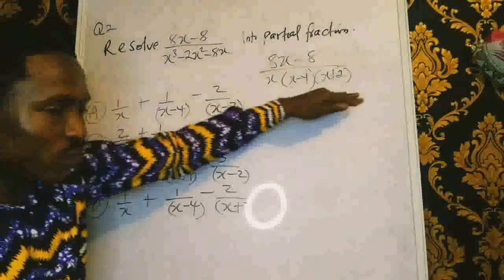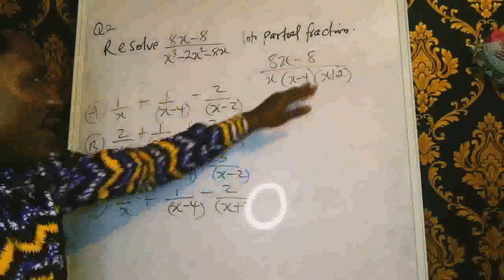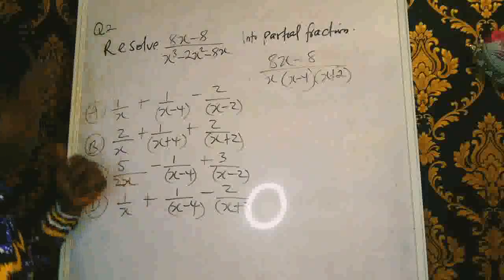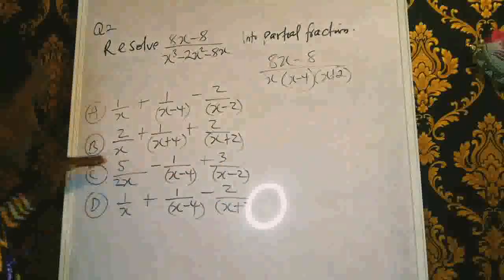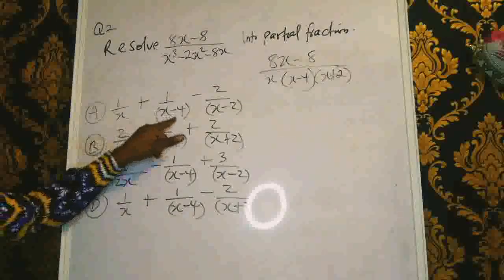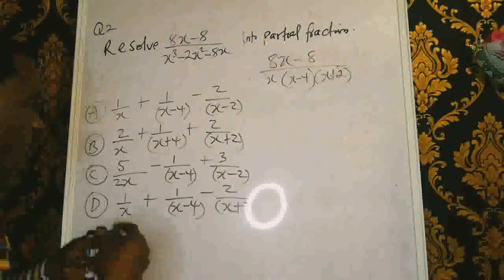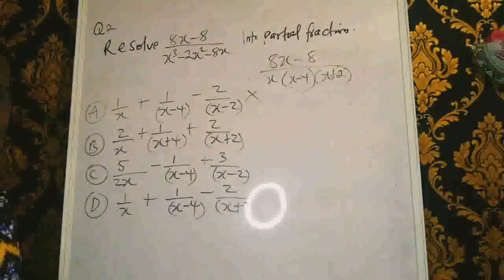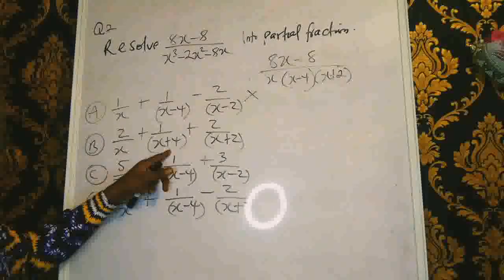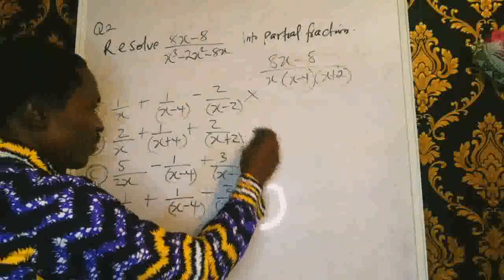So with these factors now, without solving this problem, I can easily go for my answer. So what do we do? As we did in the first example, these factors must also exist in our partial fractions. So here we have x, here we have x minus 4, here we have x minus 2 instead of x plus 2. So I'll write this off. Now in the B part, I have here x plus 4, x plus 2, but here is x minus 4. So I'll write this off.